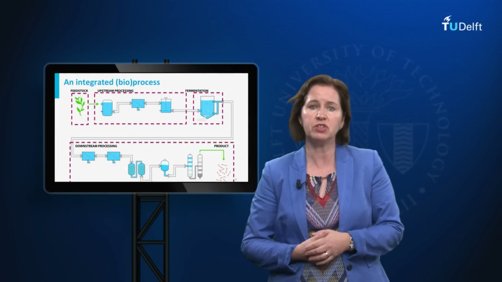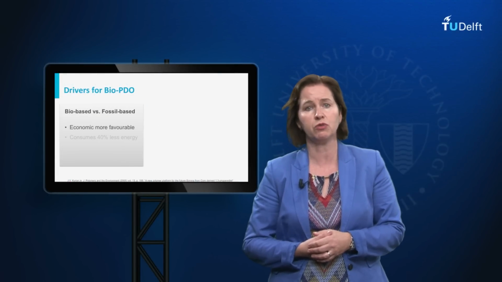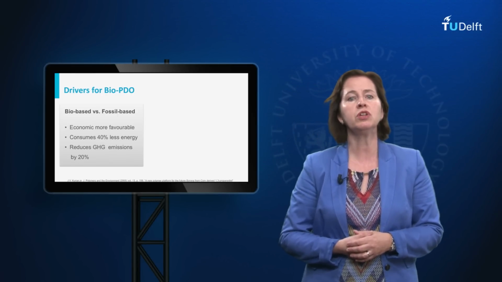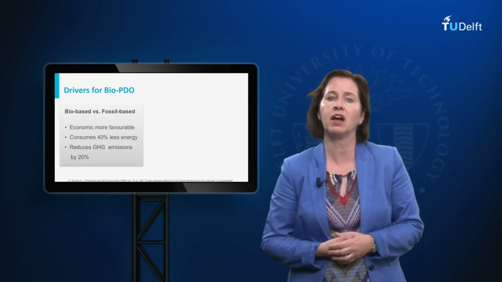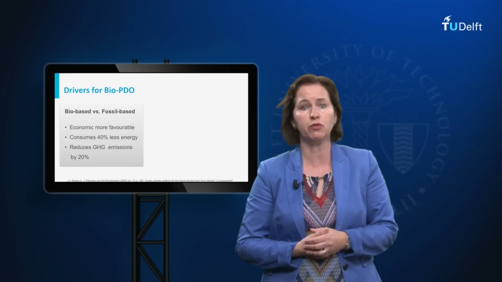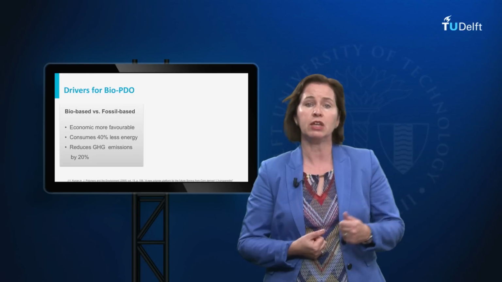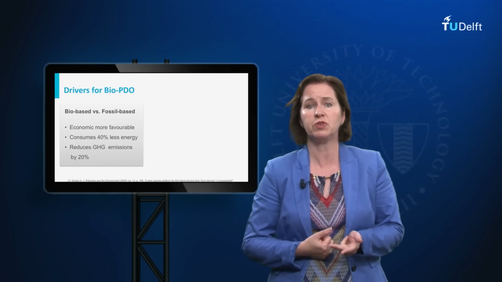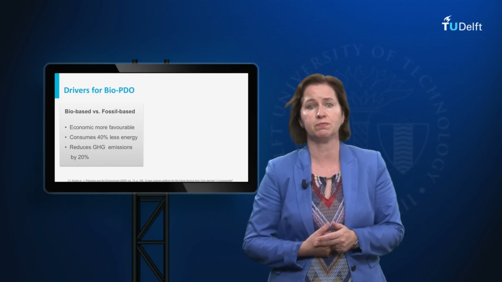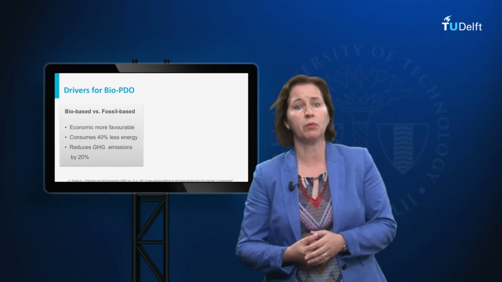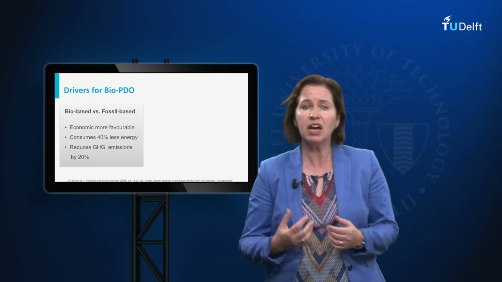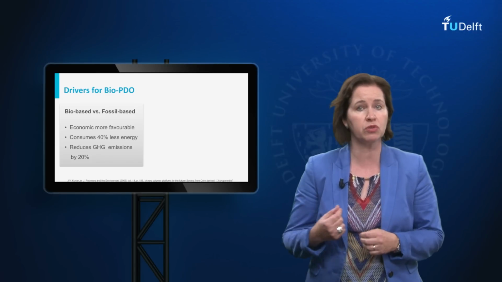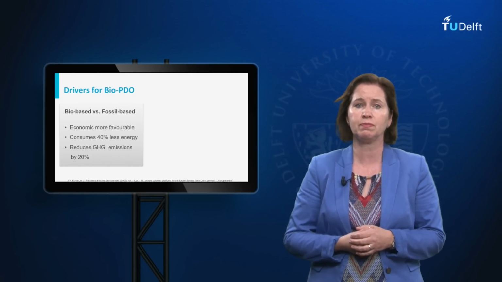There are numerous reasons why fossil-based PDO should be replaced by bio-PDO. To sum up, for the production of propanediol, according to a study carried out by DuPont and Tate and Lyle, it's economically more favorable than fossil-derived propanediol. It consumes 40% less energy. It reduces greenhouse gases by 20% versus petroleum-based PDO. We will look at this example in more detail later, because it's a nice example how quantitative life cycle assessment analysis can underscore the reasons for developing this process.